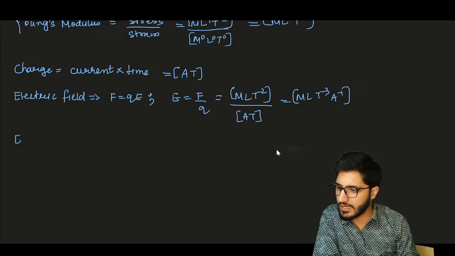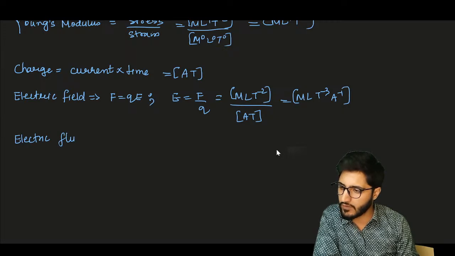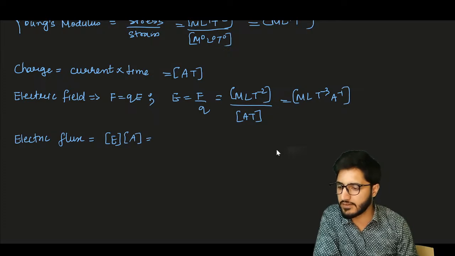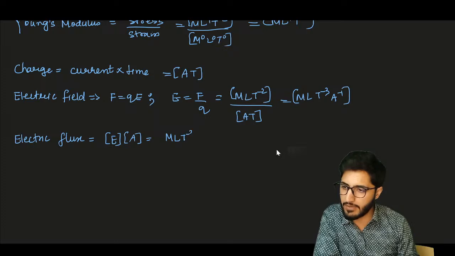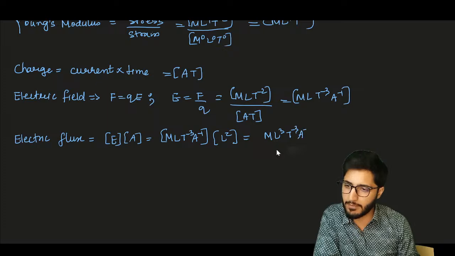Now we are having electric flux. Electric flux is E dA cos theta, or simply E into A. A is area, E is electric field. So what is E? E is given as MLT^-3A^-1. What is area? Area is L square. So I can get it as ML^3T^-3A^-1.